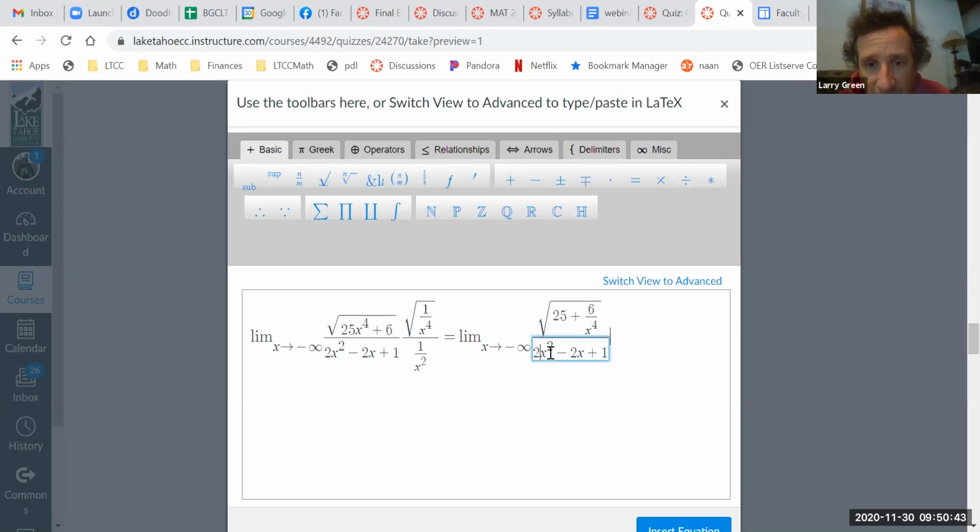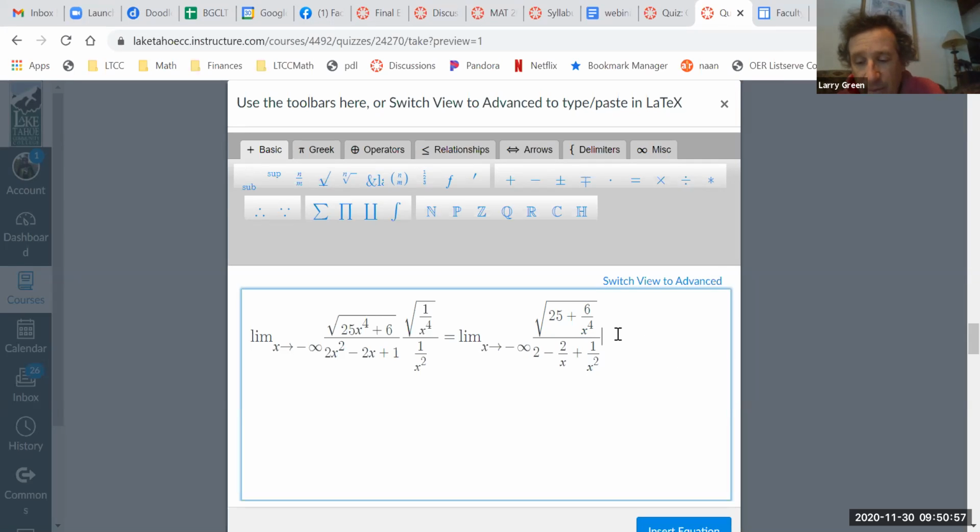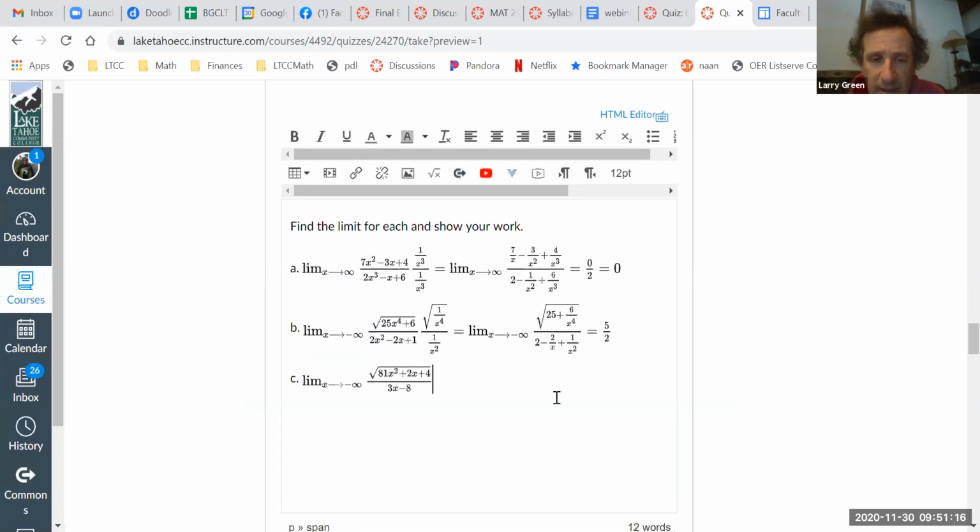Okay, and then we get 2 minus 2 over x, and then plus 1 over x squared. And then we plug in. Again, if you have 1 over x or over x to a power, and you're taking x to negative infinity, you just get 0. So we get the square root of 25 over 2. And hopefully you all know that's 5/2. Any questions on part B?